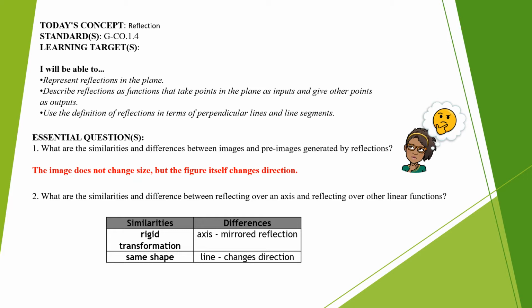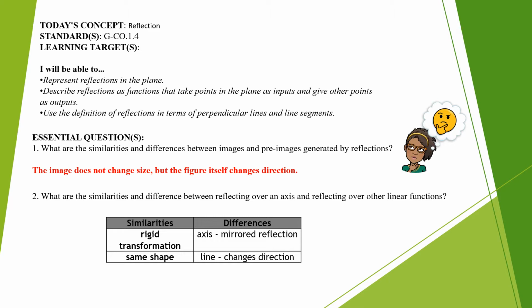So the first thing we have to ask ourselves is, what is the similarity and differences between the image and pre-image of a reflection? Well, we all know that reflections are rigid transformations. So it's not going to change the shape or size of that reflection. However, it does change the direction in which the reflection is turned to. So we know that every time we reflect a figure, it's going to reverse the figure or orientate it differently from the pre-image.